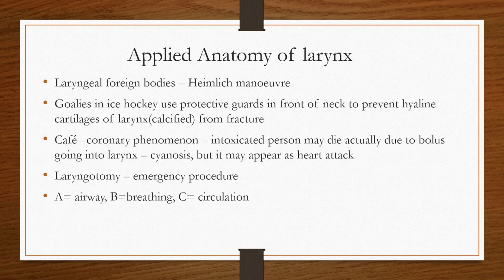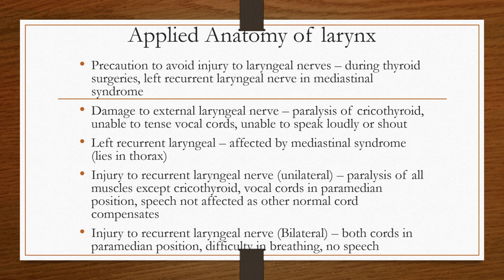Laryngotomy is an emergency procedure in which the larynx is opened to maintain the airway and breathing. In emergency conditions, we should remember ABC, that is, you first have to maintain the airway. When doing any surgery in the larynx or in that area, precaution should be taken to avoid injury to the laryngeal nerves, especially during thyroid surgeries. If there is damage to the external laryngeal nerve, there is paralysis of cricothyroid, the tensor of the vocal cords, so the patient is unable to speak loudly or shout.